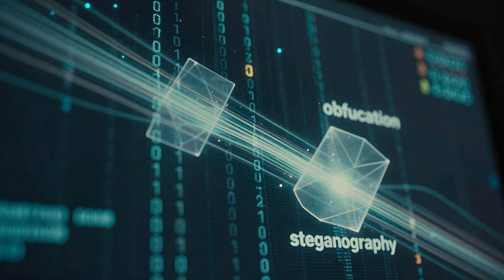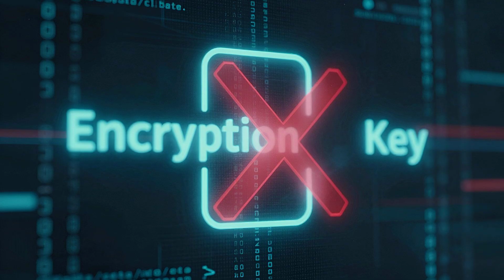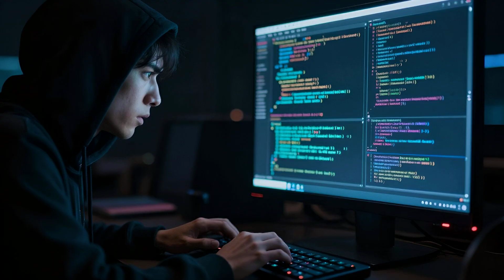Let's talk about two sneaky but important cybersecurity ideas that love to hide in plain sight: obfuscation and steganography. These techniques aren't about locking data with a key like encryption, but instead about making information harder to understand, notice, or misuse, which makes attackers' lives way more annoying, and that's a good thing.